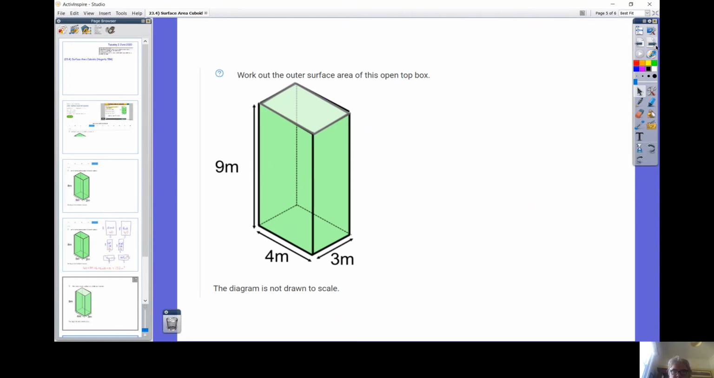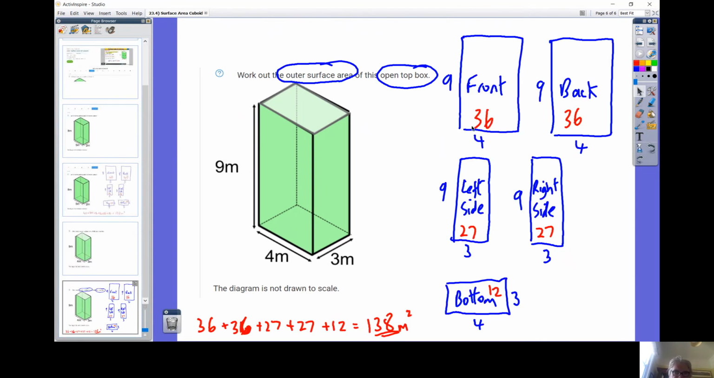So same approach, just do a little working on the side. The front and the back are 4 by 9. The left and the right sides are 3 along, 9 going up, and the bottom is 4 by 3. So again, work out each of those 5 areas, add them together, and you get 138 meters squared.